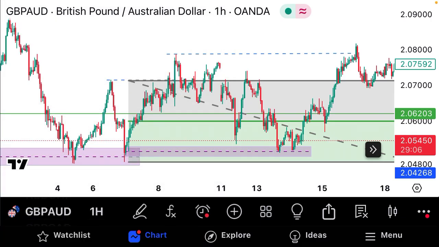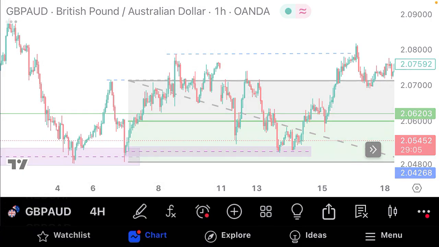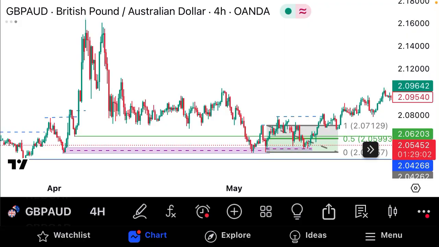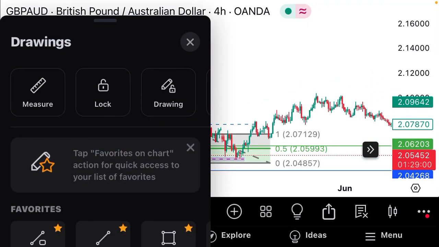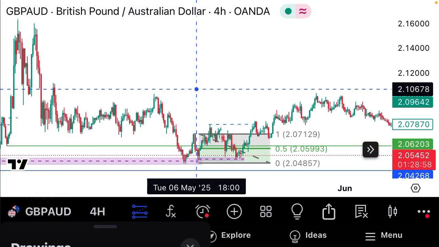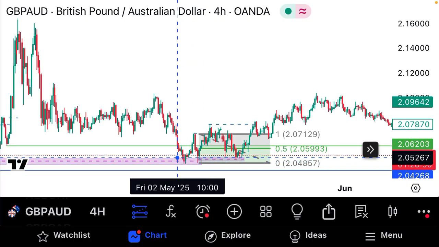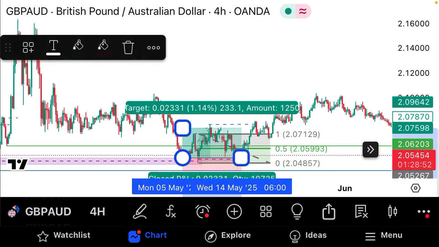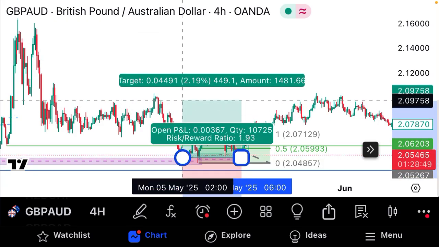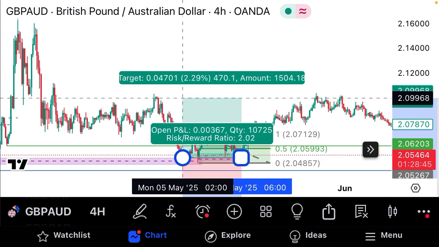Okay, let's go to the higher time frame first. On the higher time frame, we'll be risking, because you enter from where price hit. So your buy limit is here. This is for entry and exit. Like I said, your exit should be at the previous high.